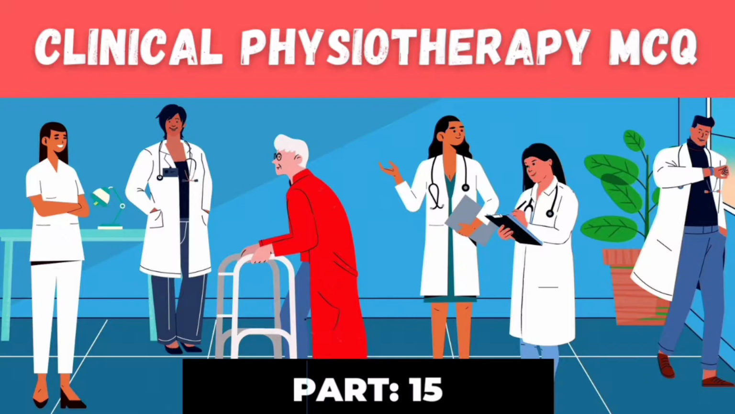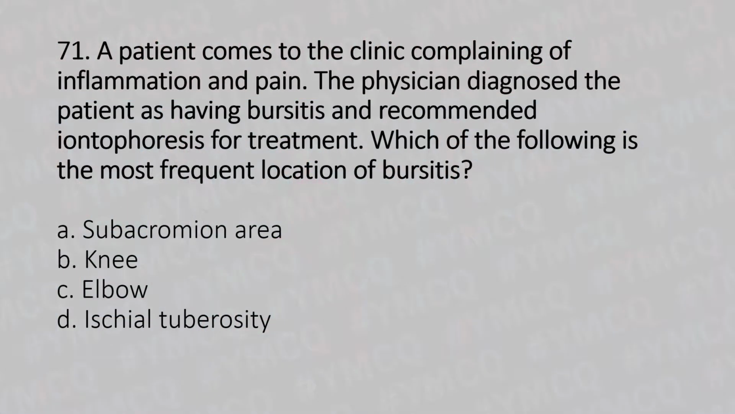Let's move to our 71st question. A patient comes to the clinic complaining of inflammation and pain. The physician diagnosed the patient as having bursitis and recommended iontophoresis for treatment. Which of the following is the most frequent location of bursitis? Option A, subacromion area. Option B, knee. Option C, elbow. Option D, ischial tuberosity.